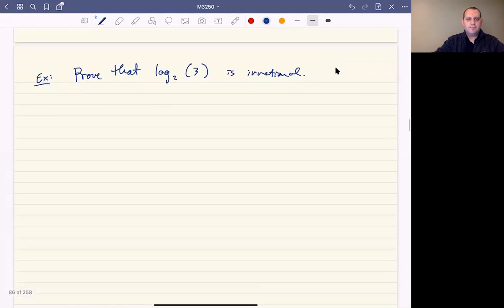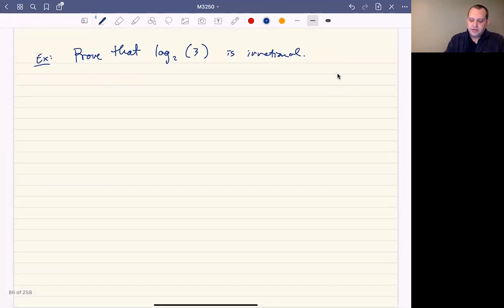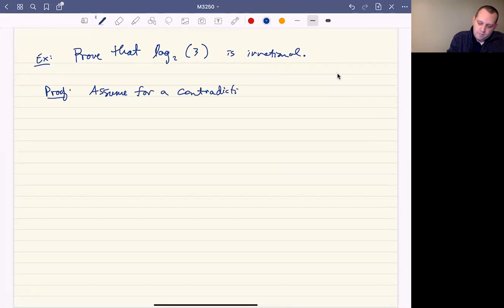In our next example, this is our second example of a contradiction. I want to prove that log base 2 of 3 is irrational. And so what we're going to do is for our proof, we'll assume for a contradiction. Assume for a contradiction that log base 2 of 3 is rational.